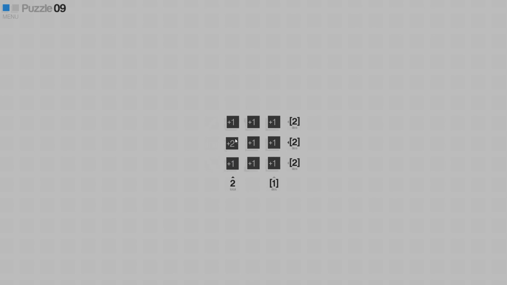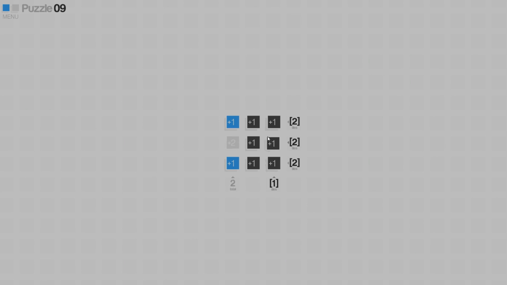If we were to use this +2 tile here to get the total value of 2 in this column here, that would mean we would have to remove this tile and this tile, right? But that would mean that we are only left with 4 tiles in these 2 columns. These 3 here and this one here. But we need 5, remember? So we can't use the +2. We can remove that. And we have to use these 2 tiles to get the total value of 2.